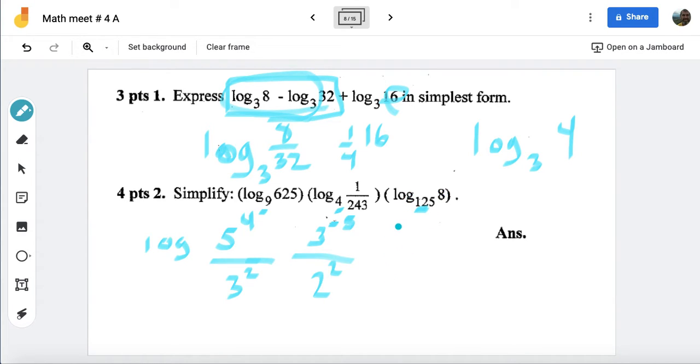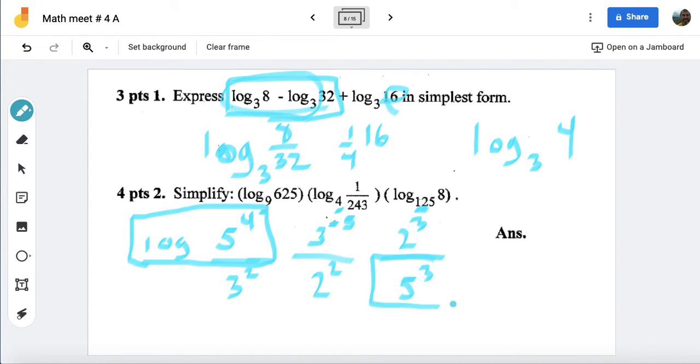Log of 8 would be log of 2 to the 3rd over log of 125, which is 5 to the 3rd. Now these things don't just cancel, because this is really the log of 5 over 4, and I could go divided by the log of 5 to the 3rd. Log of 5 to the 4th divided by log of 5 to the 3rd would be just log of 5. No, it wouldn't. I should have practiced my log rules.